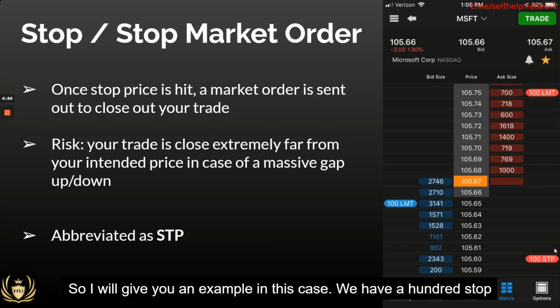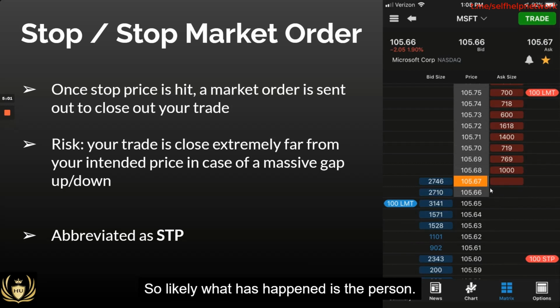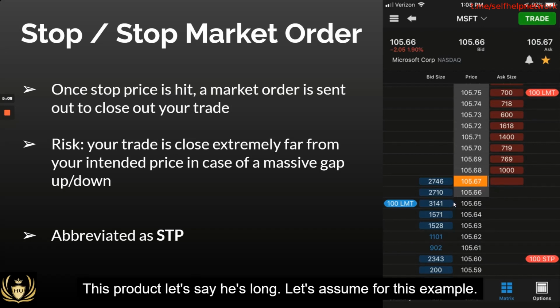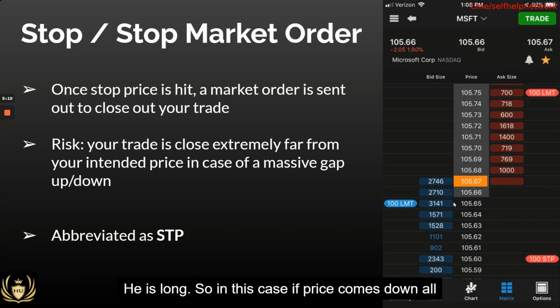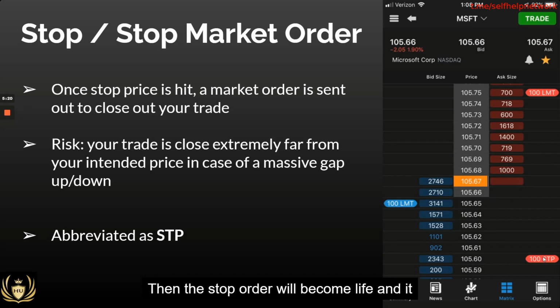In this case, we have 100 stop at 105.60. So likely what has happened is the person has either bought this product, let's say he's long. Let's assume for this example he's long. So in this case, if price comes down all the way to 105.60, aka if bid ask was here, then the stop order will become live and it will execute a market order. So it will close out the long position right away at the bid.